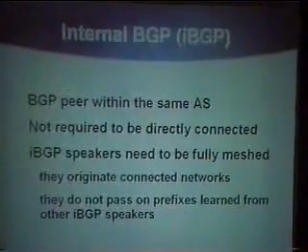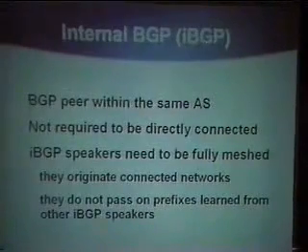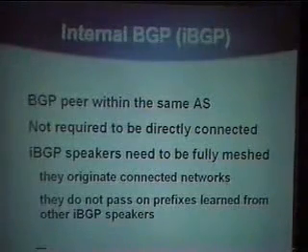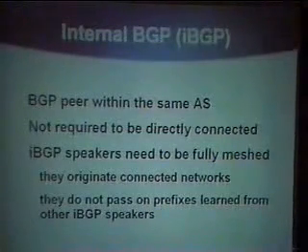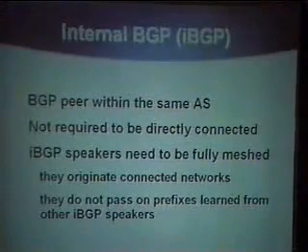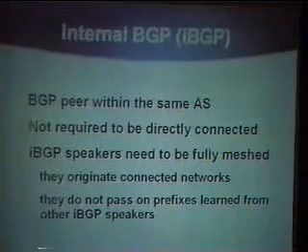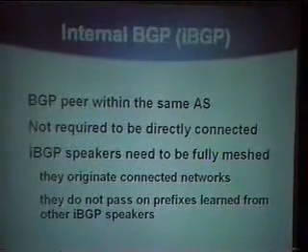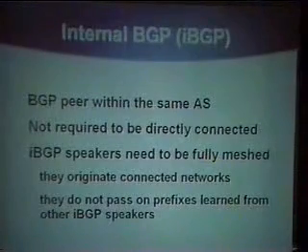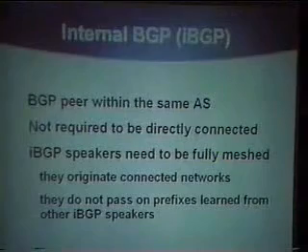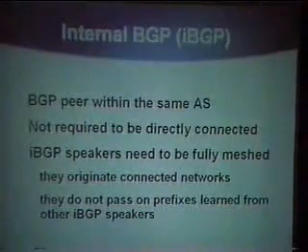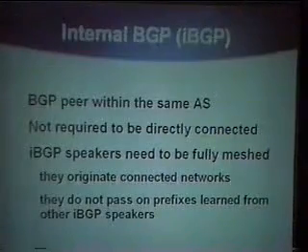Internal BGP, well, it's represented as iBGP. Here, the BGP peer is within the same autonomous system. This time, we're not required to be directly connected. The iBGP speaking routers don't need to have a direct physical connection to all their neighbors. Right? That's completely different from eBGP. However, the iBGP speakers do need to be fully meshed. Okay? They need to be fully meshed.